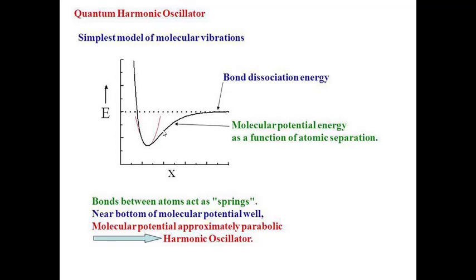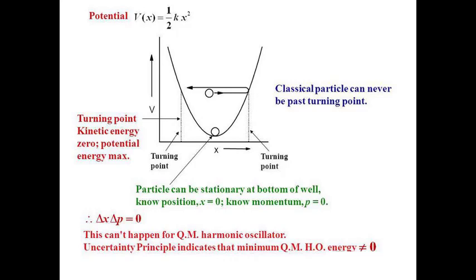So just think about the case: the bonding between the atoms acts as a spring. Near the bottom of the molecule there is a potential well, so the molecular potential is approximately parabolic. With respect to the energy supplied to the system, we have stretching of the molecule. The atoms start vibrating in the molecule, and we obtain the molecular potential energy as a function of atomic separation. That is why we call it a quantum harmonic oscillator.